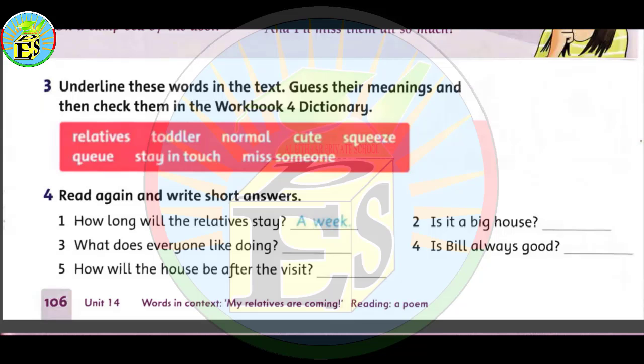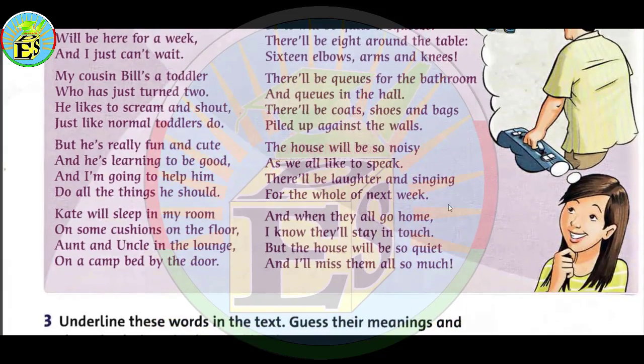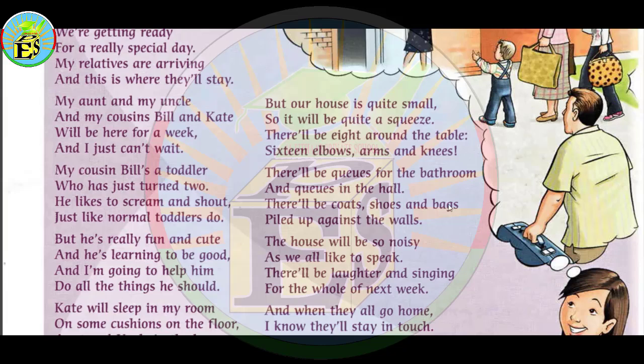So now let's try to answer the questions. Question number 2, is the house big? Is it a big house? Let's go back to the poem and try to figure it out. So I would like you to look at the lines on the right side, and let's try to read the first line together. But our house is quite small. So the answer to question number 2 is no, it's not a big house, it's quite small.